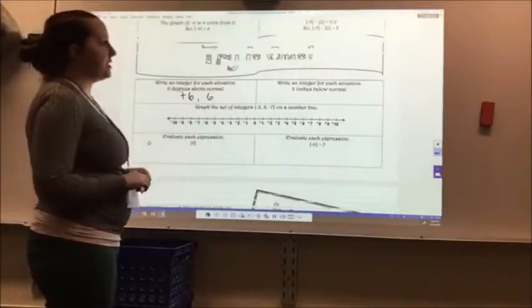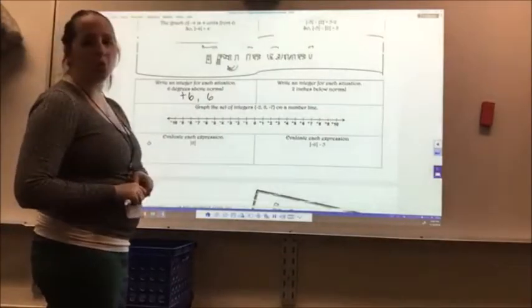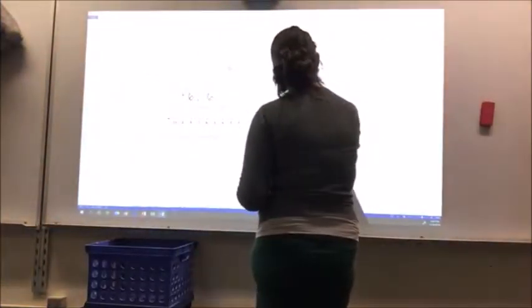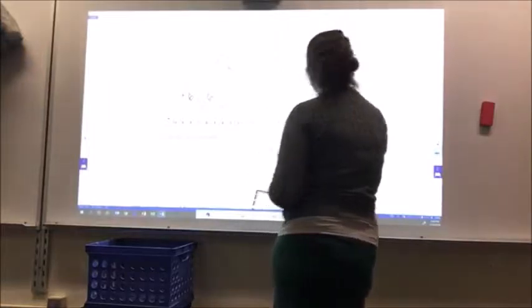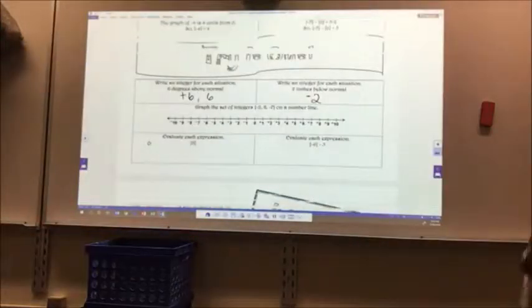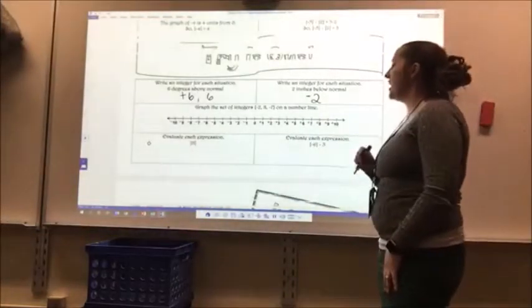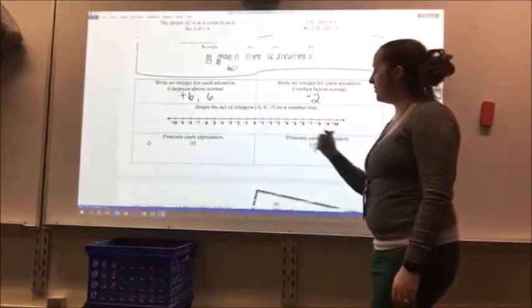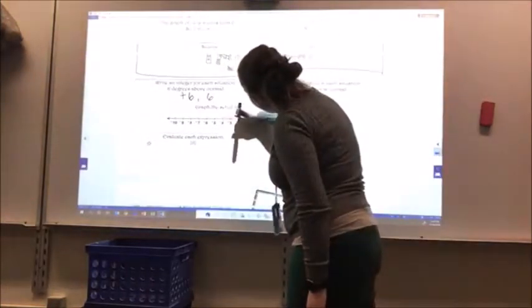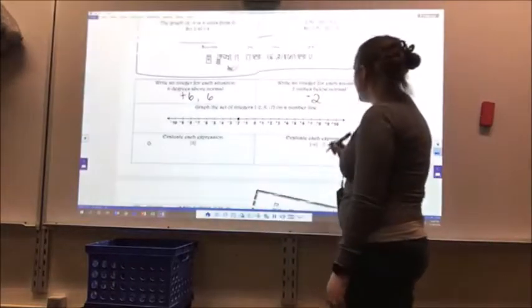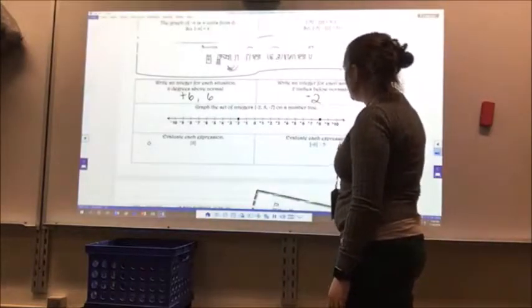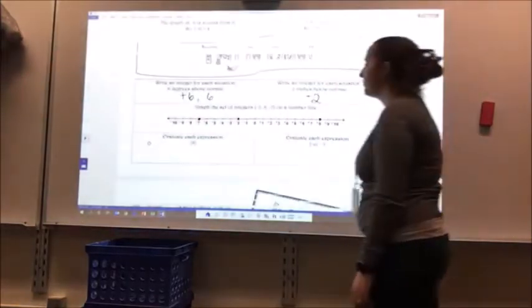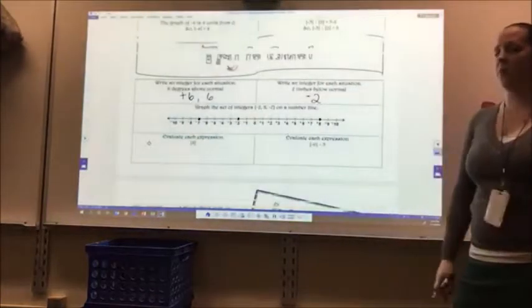Write an integer for each situation. 2 inches below normal, so below it's lower than 0. So it's negative 2. The next one I have, graph the set of integers negative 2, 8, negative 7 on a number line. So I go through negative 2, put a dot at negative 2, at 8, put a dot at 8, and negative 7. Okay? Doesn't matter which order you put them in.